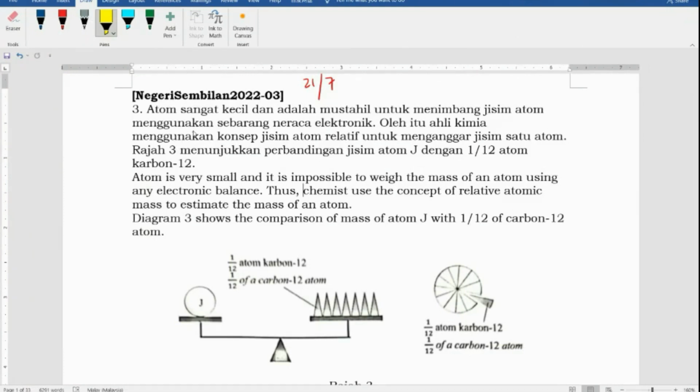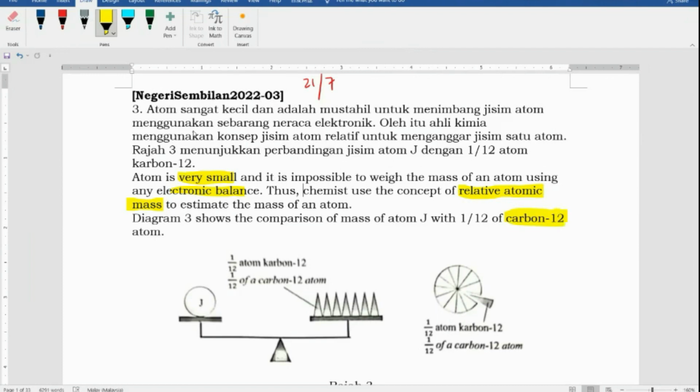Okay, thank you, Willie. So atoms are too small, so we cannot use any electronic balance to measure them, right? That is the reason we use relative atomic mass. If we say relative, it means that it is compared with something. In chemistry, we compare it with carbon 12.